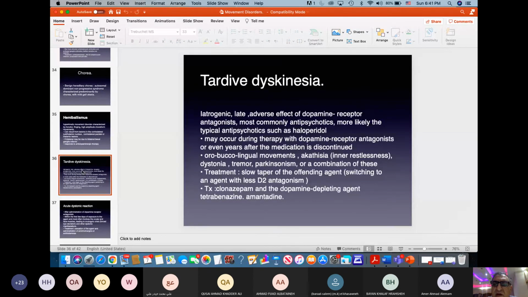Tardive dyskinesia can be iatrogenic, due to medications. We see it with antipsychotic medication, more with the old ones like Haldol, where patients have these continuous orobuccal lingual movements.